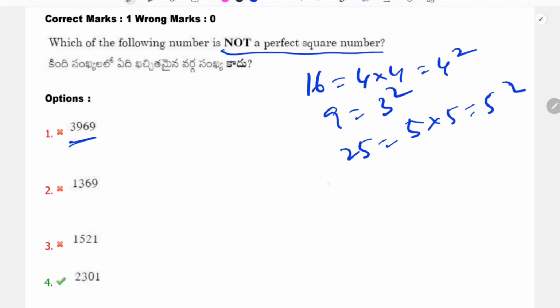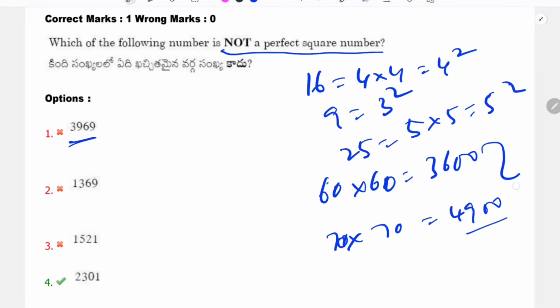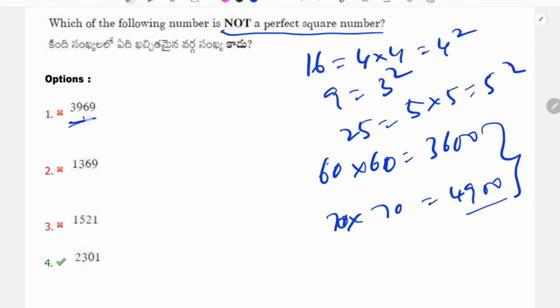3969 means, see, 60 into 60 means how much? 60 into 60 is 3600. 6 6s are 36, 2 zeros. 70 into 70 means how much? 7 7s are 49, 2 zeros. So in between these two you are getting this one, right? So after 60 it may be 6-something. The last digit is 9, which means 3 3s are 9 or 7 7s are 49. So it will be 63 square or 67 square, because when you get this 9 in the last position, 3 3s are 9 or 7 7s are 49. So you will get it. So this is nothing but equal to 63 square.